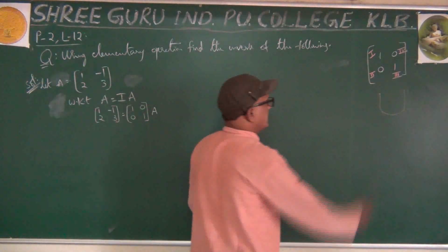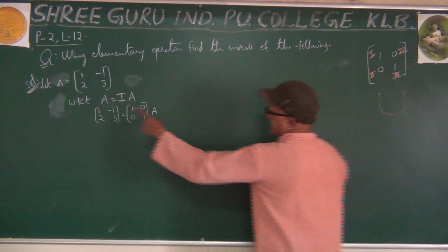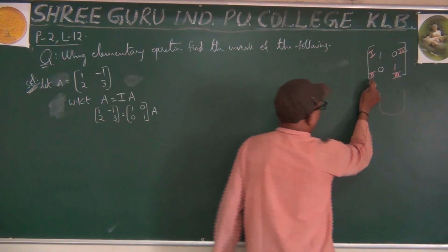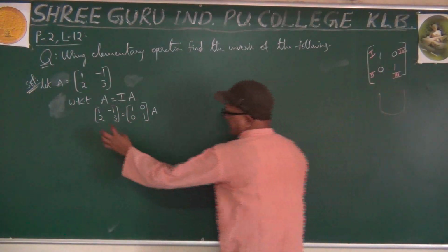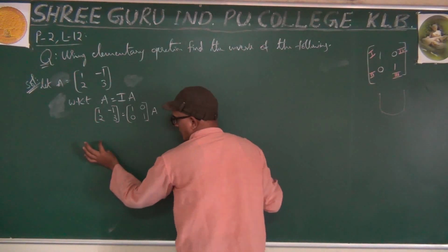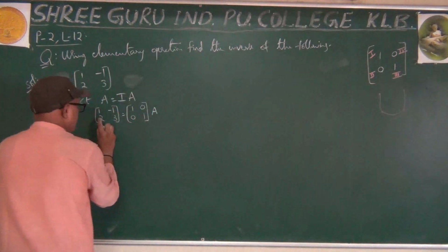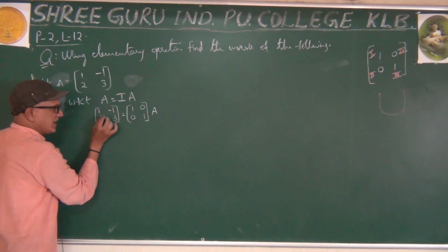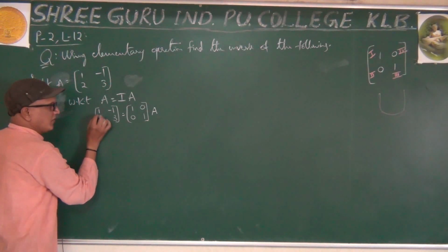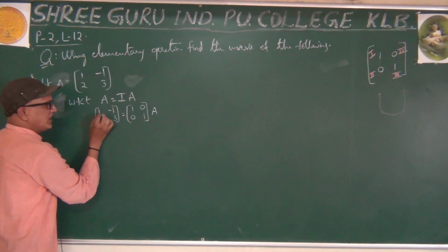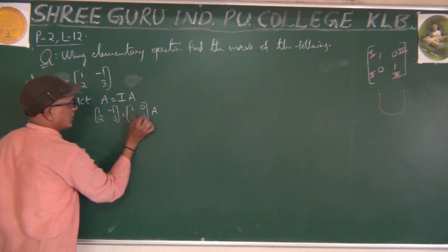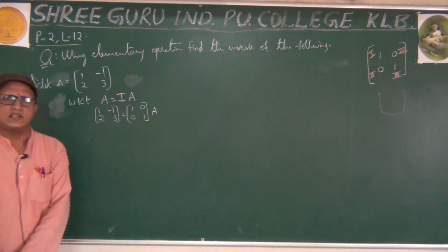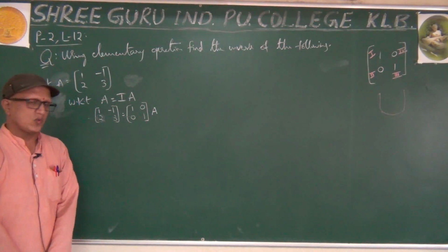Okay. First thing is 1 we want. 1 is there already. Second Roman letter is 0 we want. At this place 0. At this place 0. Where we want 0? Here. Which place is it at? In which row is it? It is in the second row.